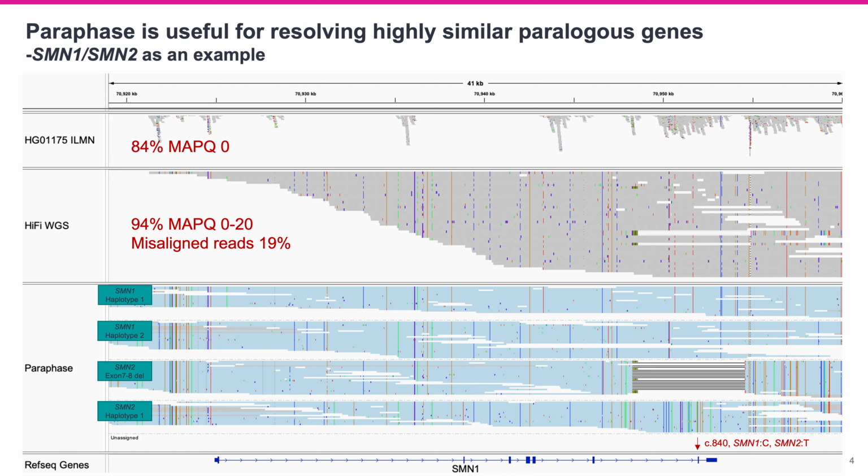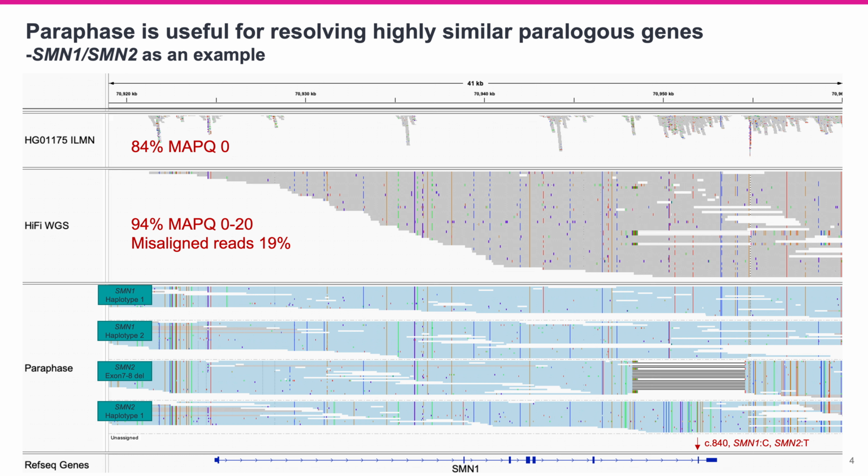In the bottom panel, Paraphase realigns all relevant reads to SMN1 and phases them into complete haplotypes that span this 41 kb long region. It assigns the haplotypes to SMN1 or SMN2 based on the differentiating position. Then, it determines copy numbers of SMN1 and SMN2 and makes phased variant calls.